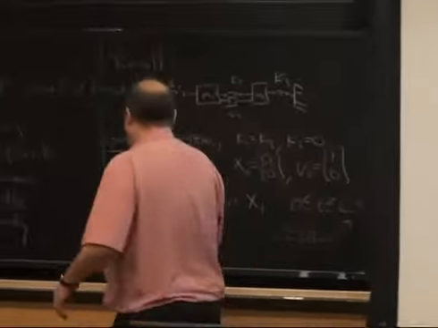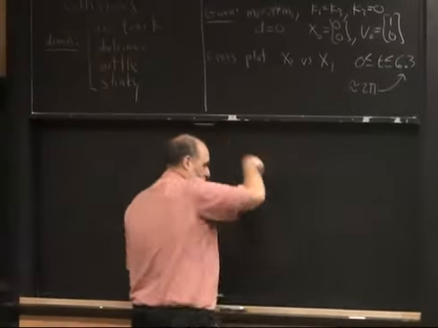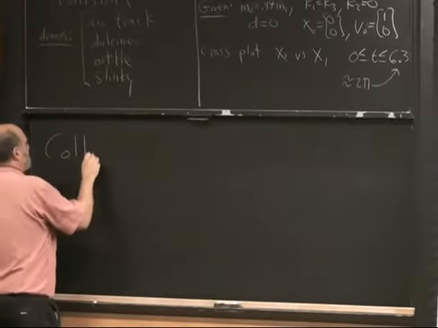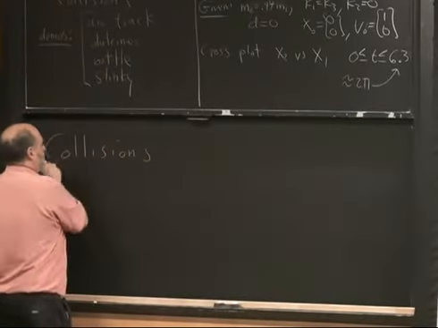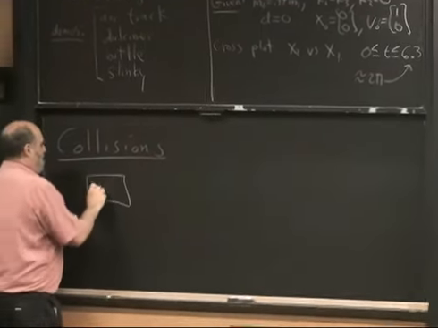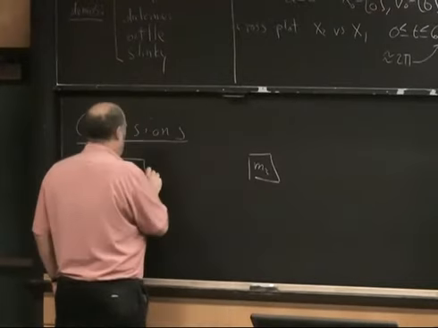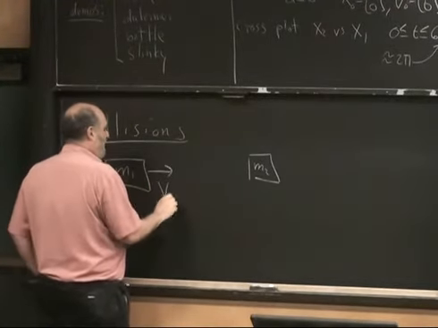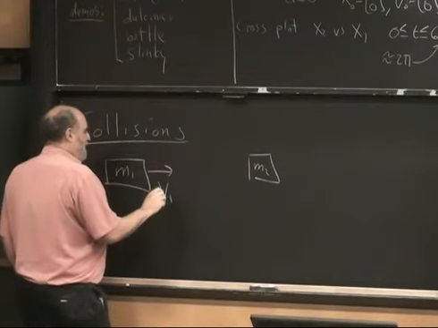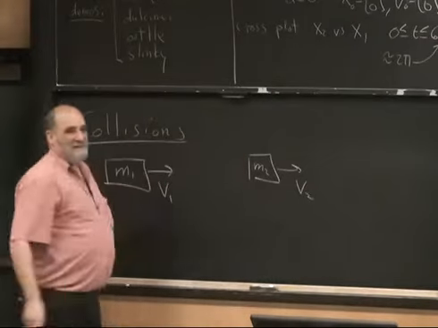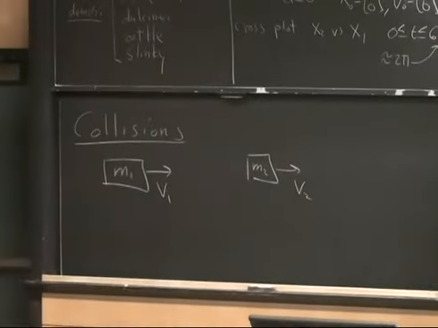Okay, so now we go on to a new topic. It is collisions. So my basic picture is going to have M1 and M2, and this one initially is going to have V1, and this is initially going to have V2, and they're going to bang into each other, and I want to know what their velocities are afterwards.